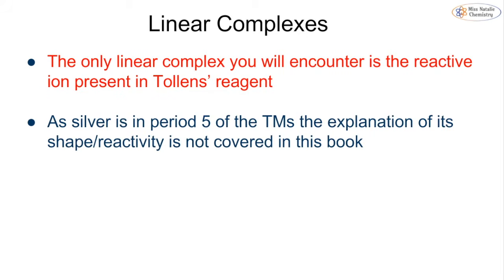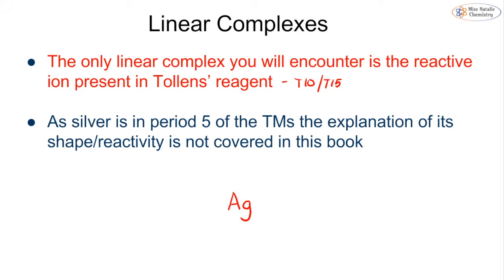In terms of linear complexes, you will only meet one, and that is the reactive ion that is present in Tollen's reagent. And you've learned about Tollen's reagent back in topic 10 and in topic 15, and we know it is used to distinguish between aldehydes and ketones. Now, because silver is in period 5 of the transition metals, the explanation of why this shape exists in its reactivity is not covered in this course. However, it is important that you do know it as an example of a linear complex.